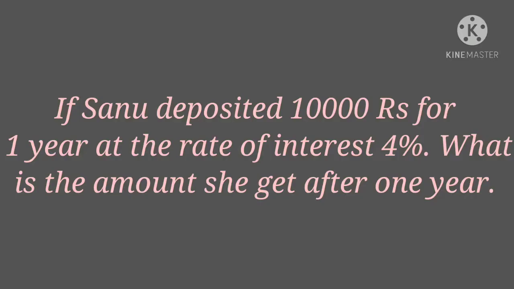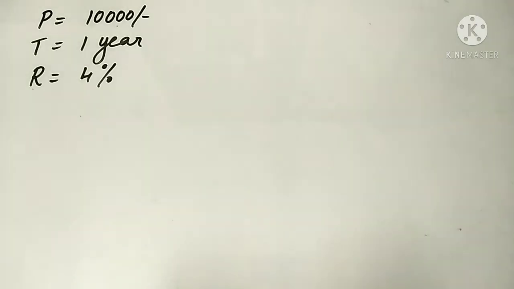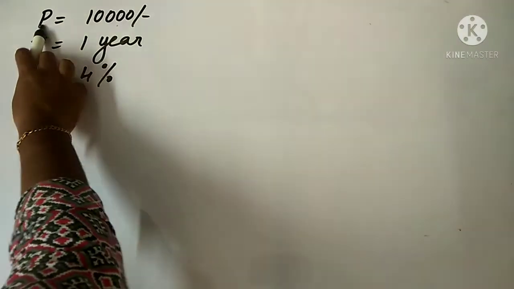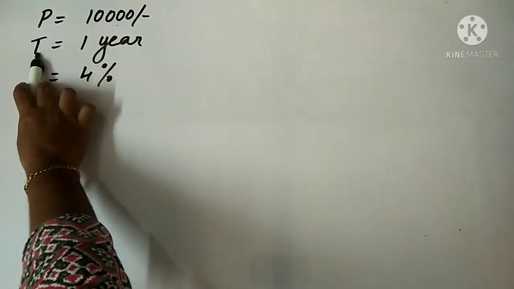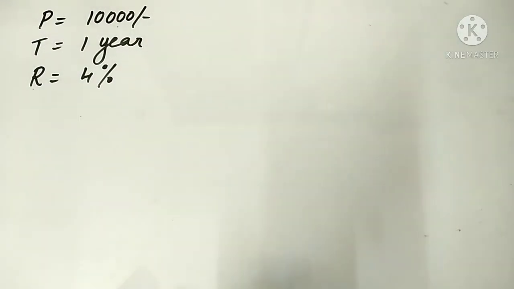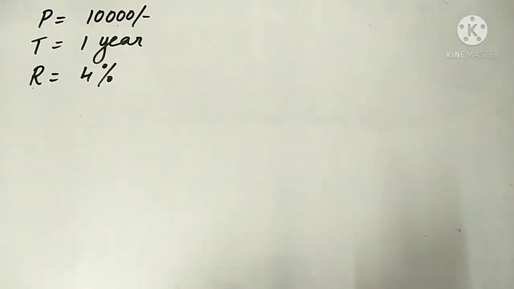Next question. If Sanu deposited 10,000 rupees for 1 year at the rate of interest 4%, what is the amount she gets after 1 year? According to the question, the deposited amount is 10,000 for 1 year at the rate of interest 4%. So we write principal amount is equal to 10,000, time 1 year and rate of interest 4%. We have to find the amount she has to be paid back after 1 year.